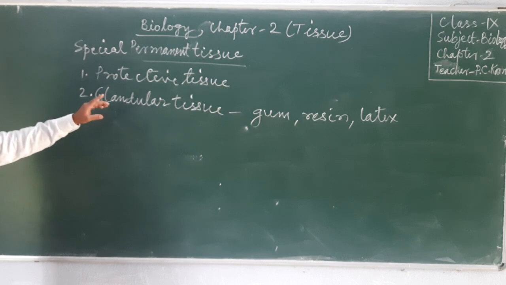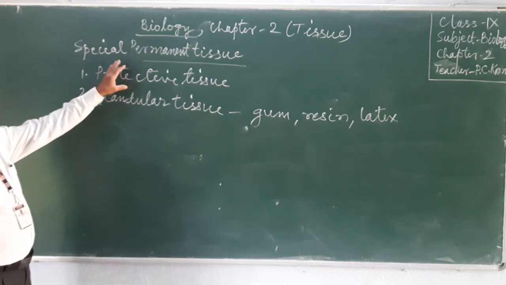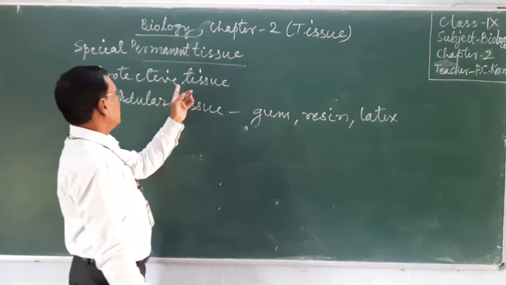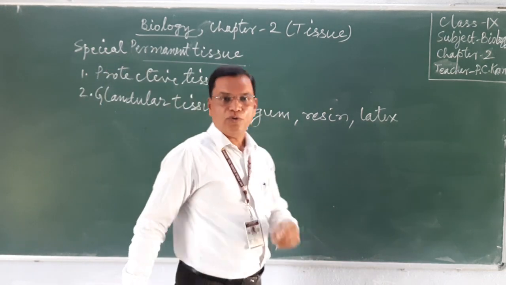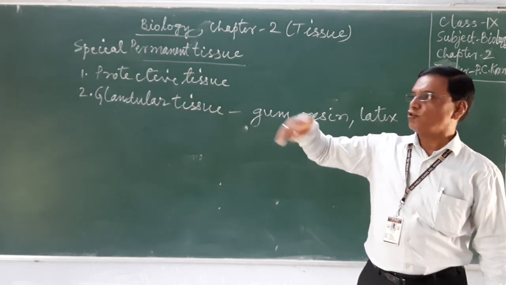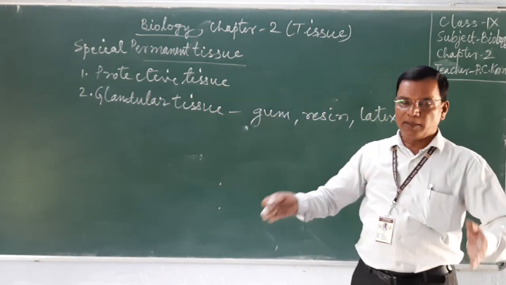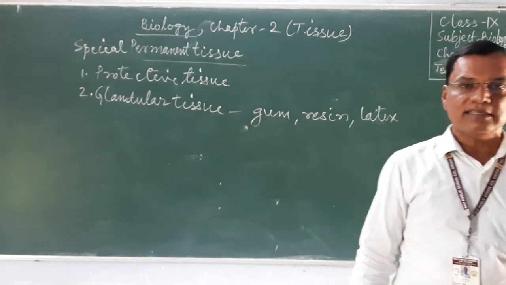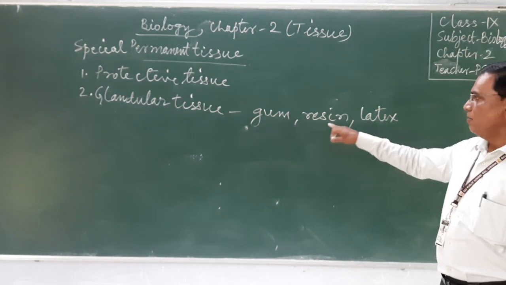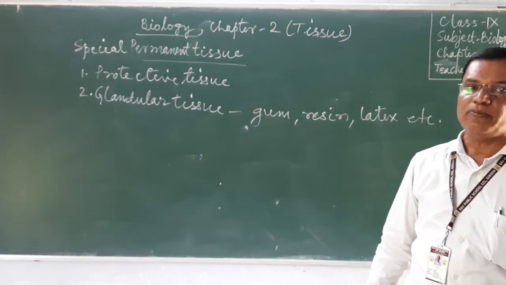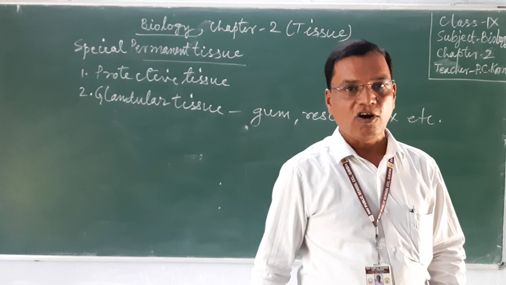So special permanent tissue performs some special function, and this special permanent tissue may be protective tissue, may be glandular tissue. Protective tissue protects the plants, and glandular tissue releases certain chemicals, like gums, resins, latex, and these are used by us in a variety of ways.